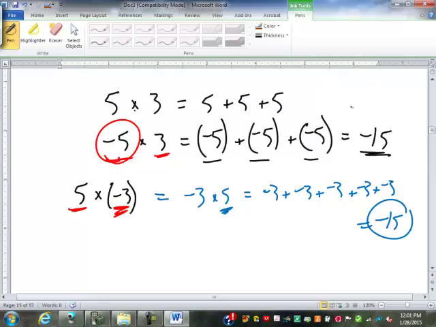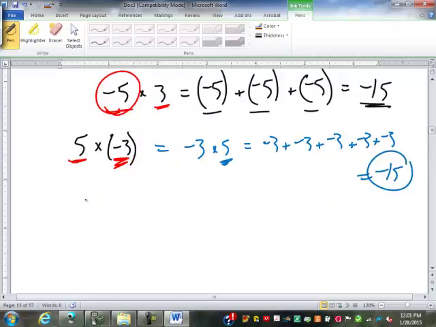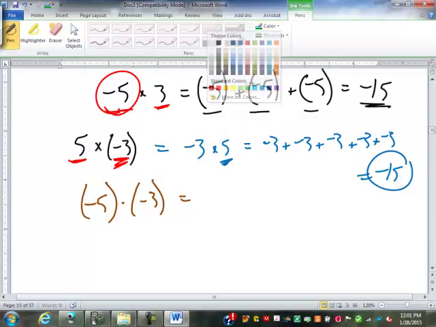The one that really breaks down with our definition of multiplication is this. Negative 5 times negative 3. We've all been taught, of course, that that has to be what?